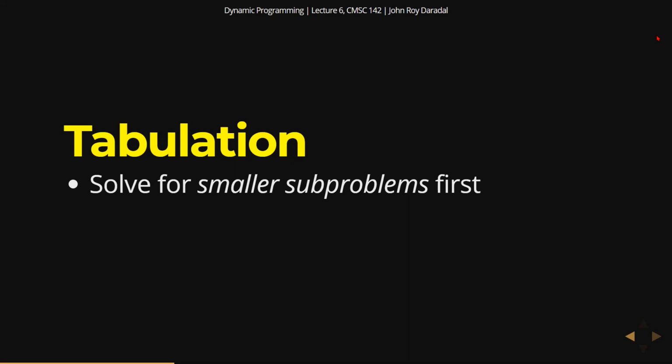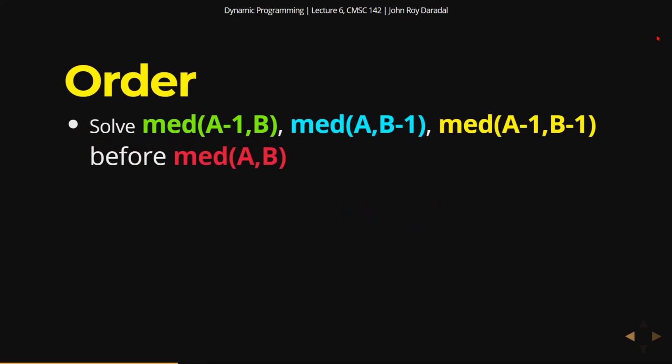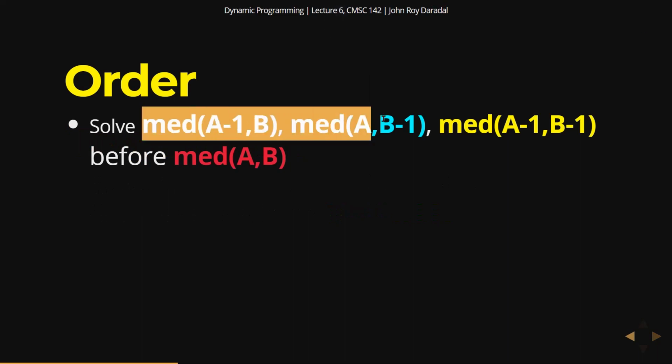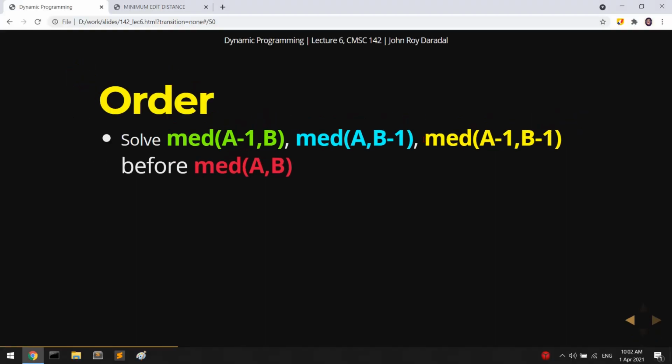So for the tabulation, we will need to solve for smaller subproblems first, and we need to store the answers in an m by n table. Okay, so what are the smaller subproblems? We've established that these three are smaller than MEDAB, right? So we need to solve these three first before MEDAB. And how it looks like in a table would be something like this.